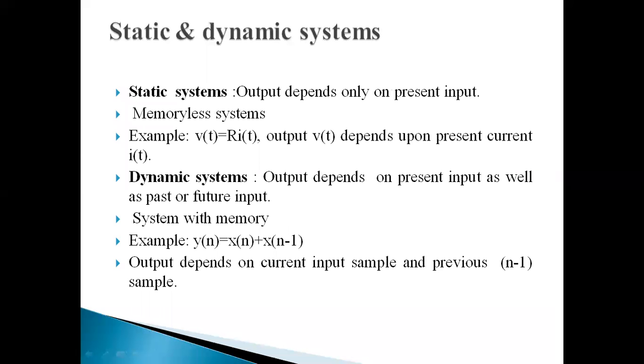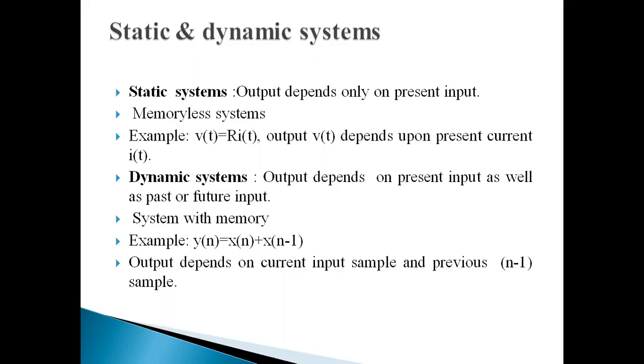Next class is static and dynamic systems. In static systems, output depends only on the present input, and there is no need to save any past input or future inputs. Therefore, these systems don't require memory, and are called memoryless systems. An example of it is V is equal to R into I. That is, output voltage depends upon present current. Therefore, these systems will not require memory and are called static systems.